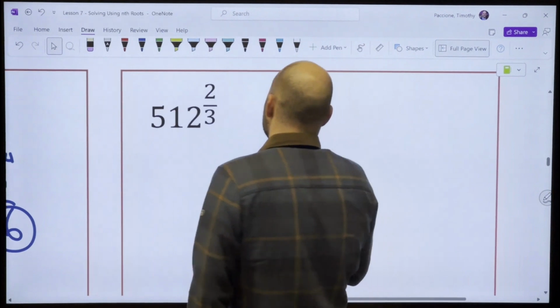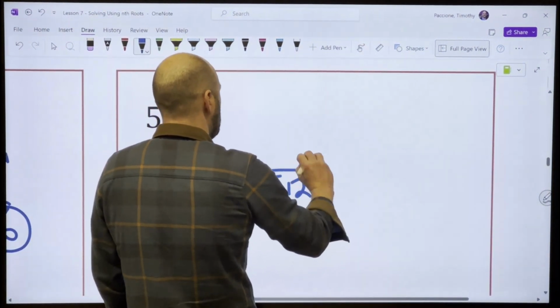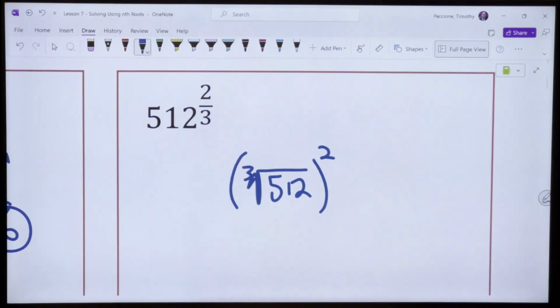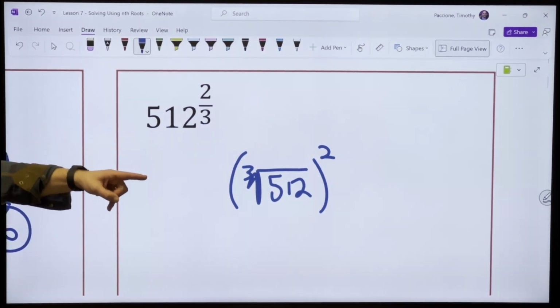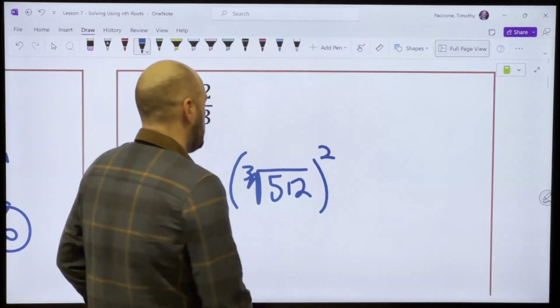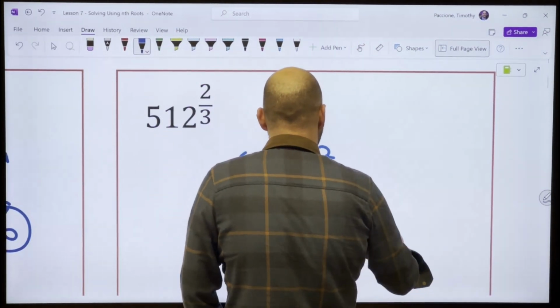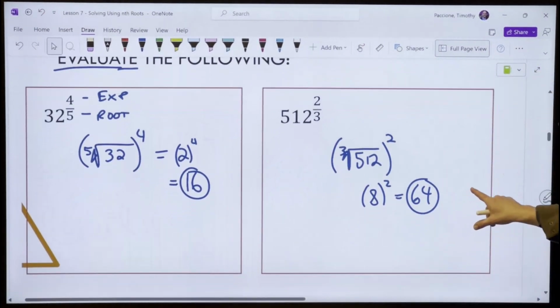Okay, this one, well, this would be the 3rd root of 512 squared. Now, the 3rd root of 512, a number to the 3rd, that's 512. Where could I find that information? Right over there, right? What number to the 3rd is 512? 8. So this is 8 squared, which is 64. Make sense? So that's skill number 2.